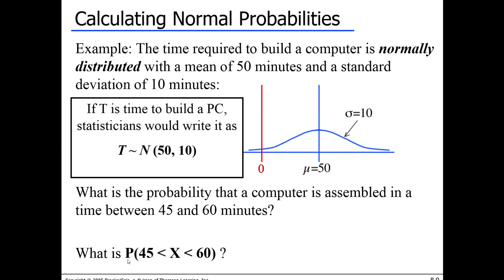Somebody, my boss or manager for example, asks me, Dmitry, can you tell me what proportion of the computers that we put together take anywhere between 45 to 60 minutes to assemble? I want to know. In other words, that boils down to the question: what is the probability that a randomly selected machine will take anywhere between 45 to 60 minutes to assemble, to put together? And I have to use the normal distribution for that.